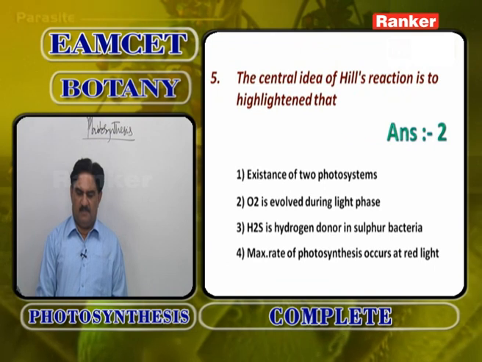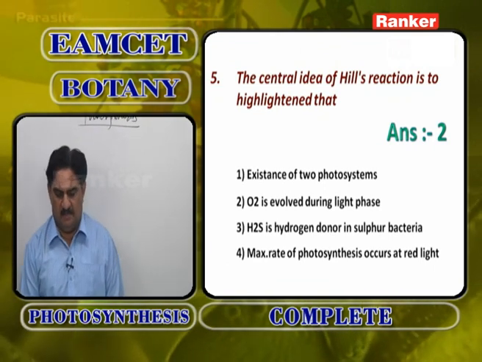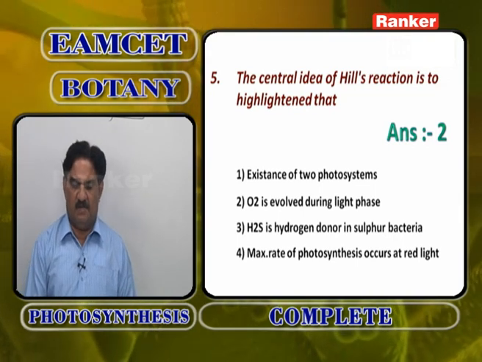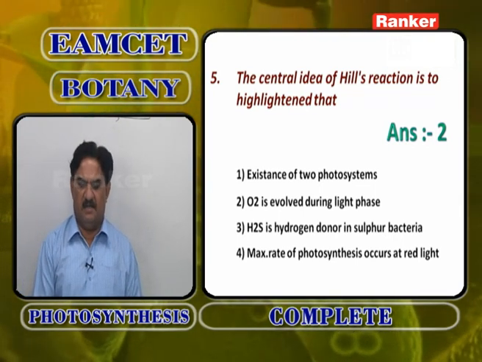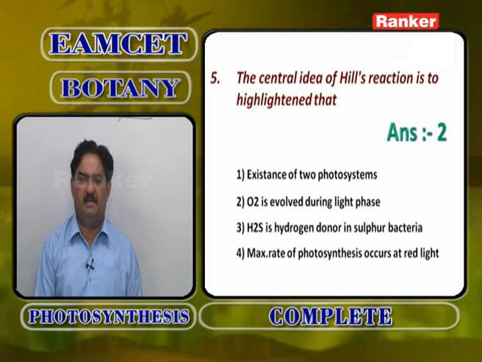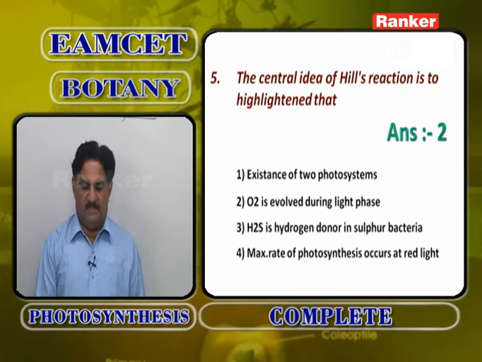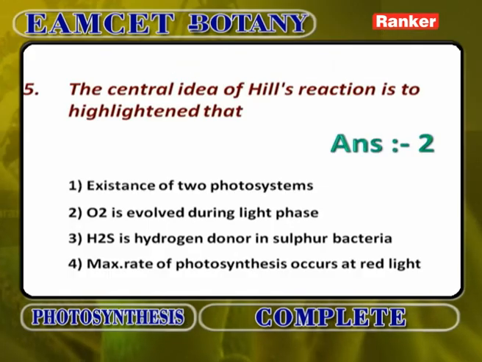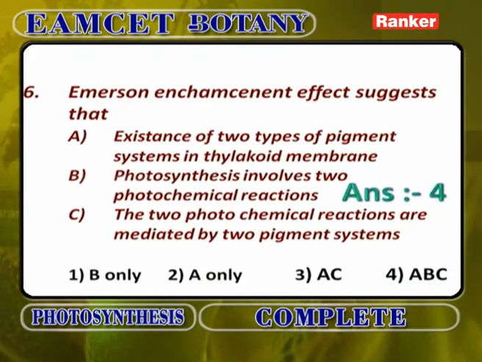Hydrogen sulfide is hydrogen donor in sulfur bacteria is wrong. Maximum rate of photosynthesis occurs at red light is wrong. Oxygen evolved during light phase is correct. The central idea of Hill reaction is to highlight that oxygen is evolved during light phase. So, second option.